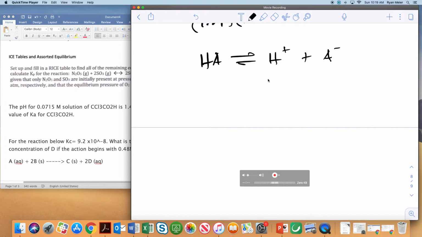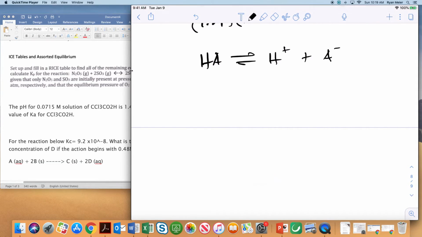And really this H plus is the H3O plus. If I wanted to expand this, I could say, right, H2O plus HA making H3O plus. It's probably the better technical way of writing that. H2O being a liquid, so we aren't going to care about it in the table. Everything else is aqueous.